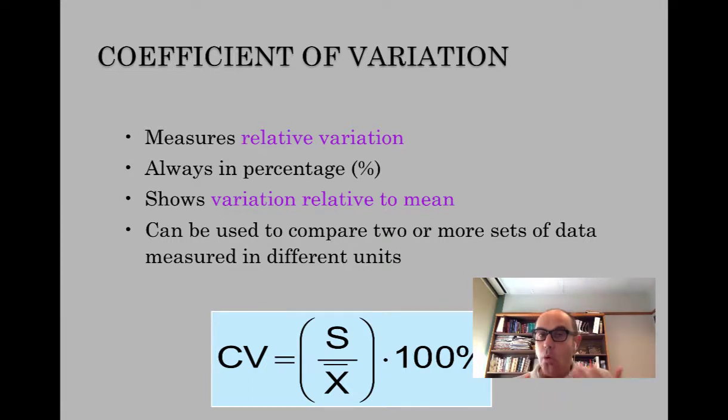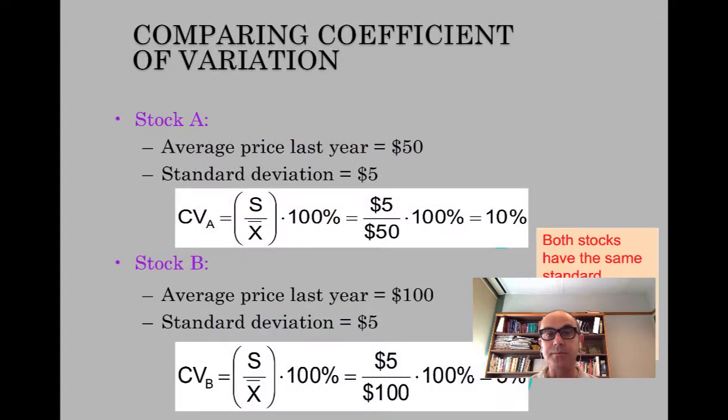Okay. One of the things that we will start talking about is the coefficient of variance. It is a measurement of relative variance. It is always presented as a percentage. So it shows the variation relative to the mean, and it can be used to compare 2 or more sets of data measured in different units.